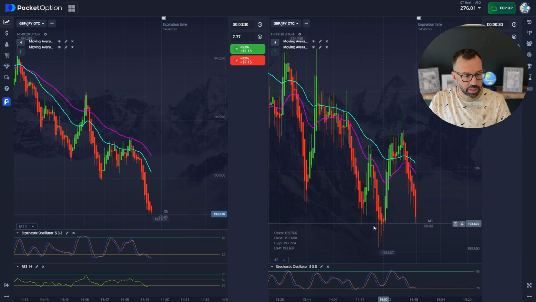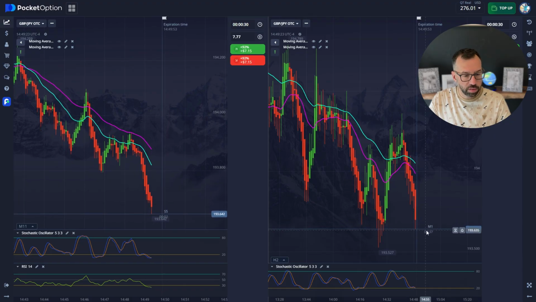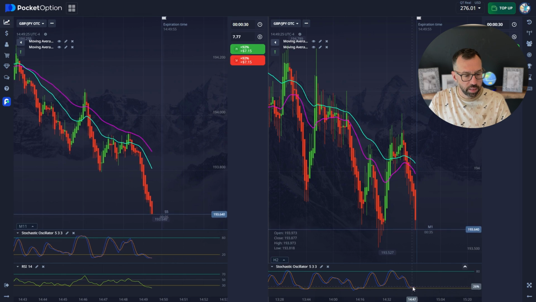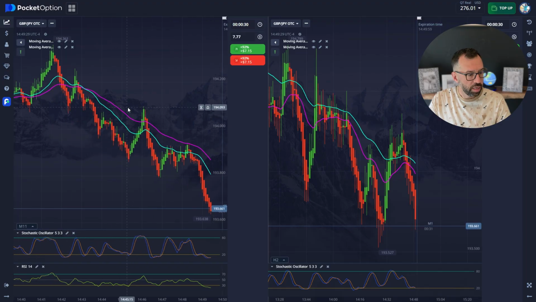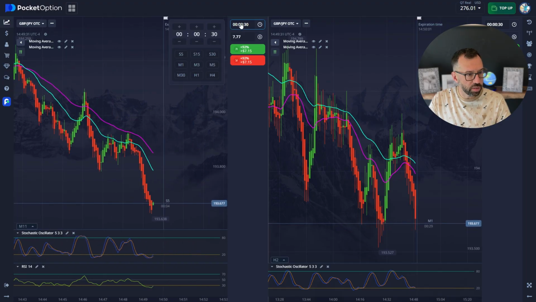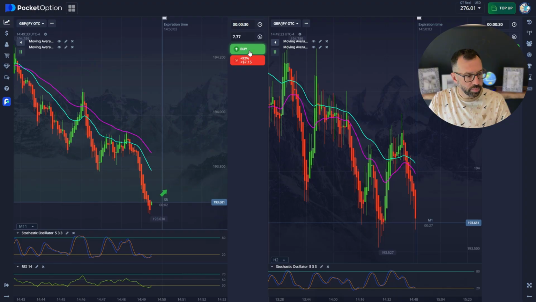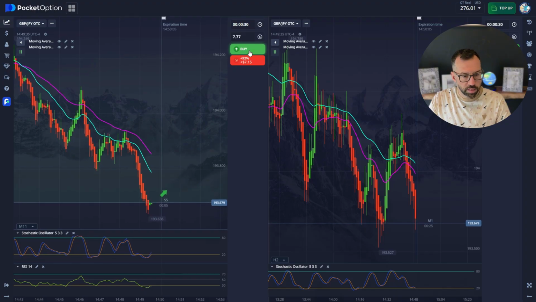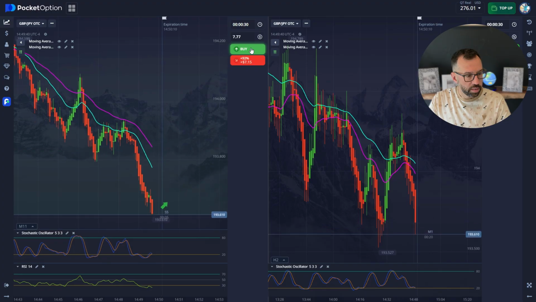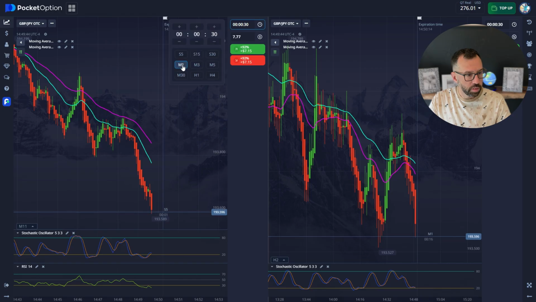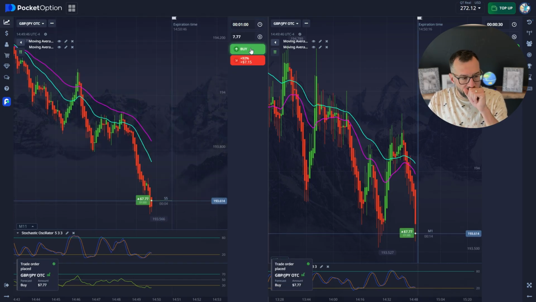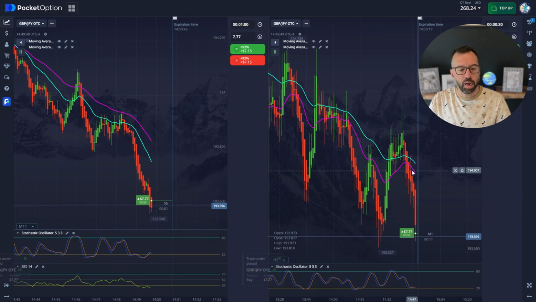And it looks like this is our support here. Stochastic is low. RSI is low. If this is going to be a reversal, we're almost bottoming out here. Yeah, let's push them back down again. Okay, we're going to do a 1 minute buy.